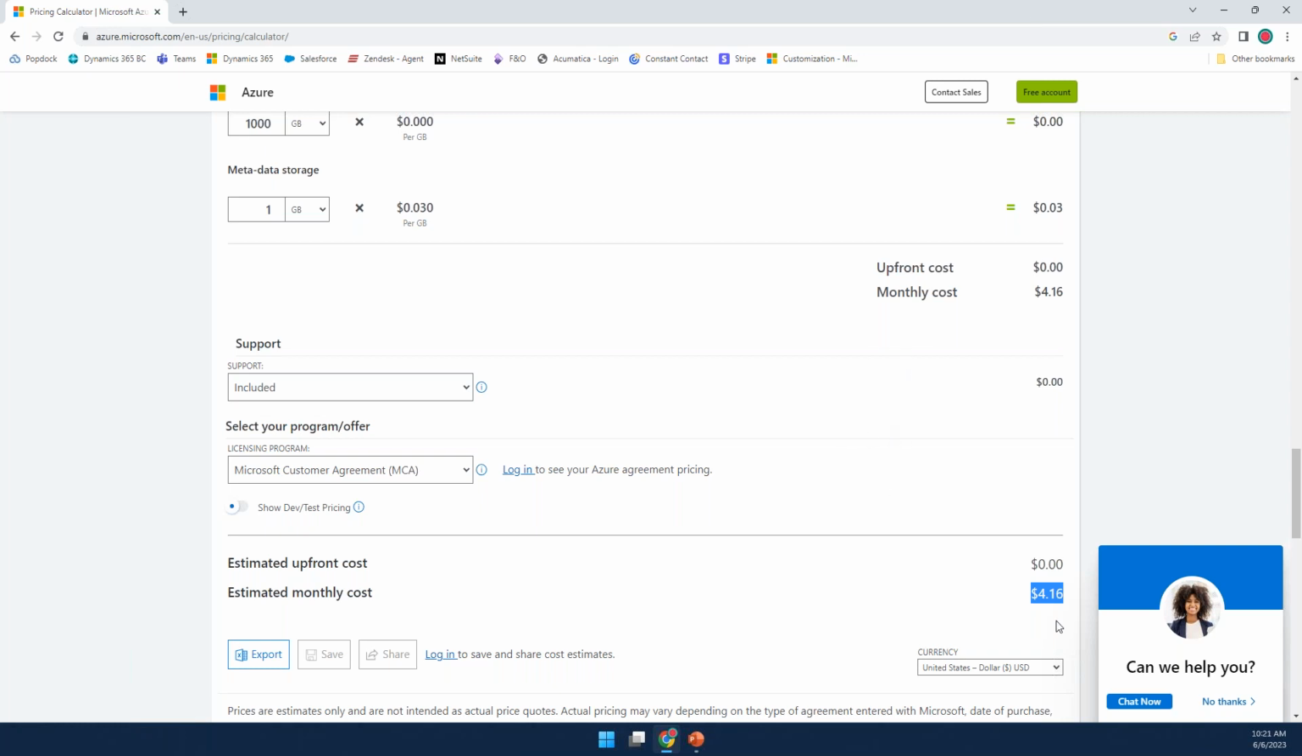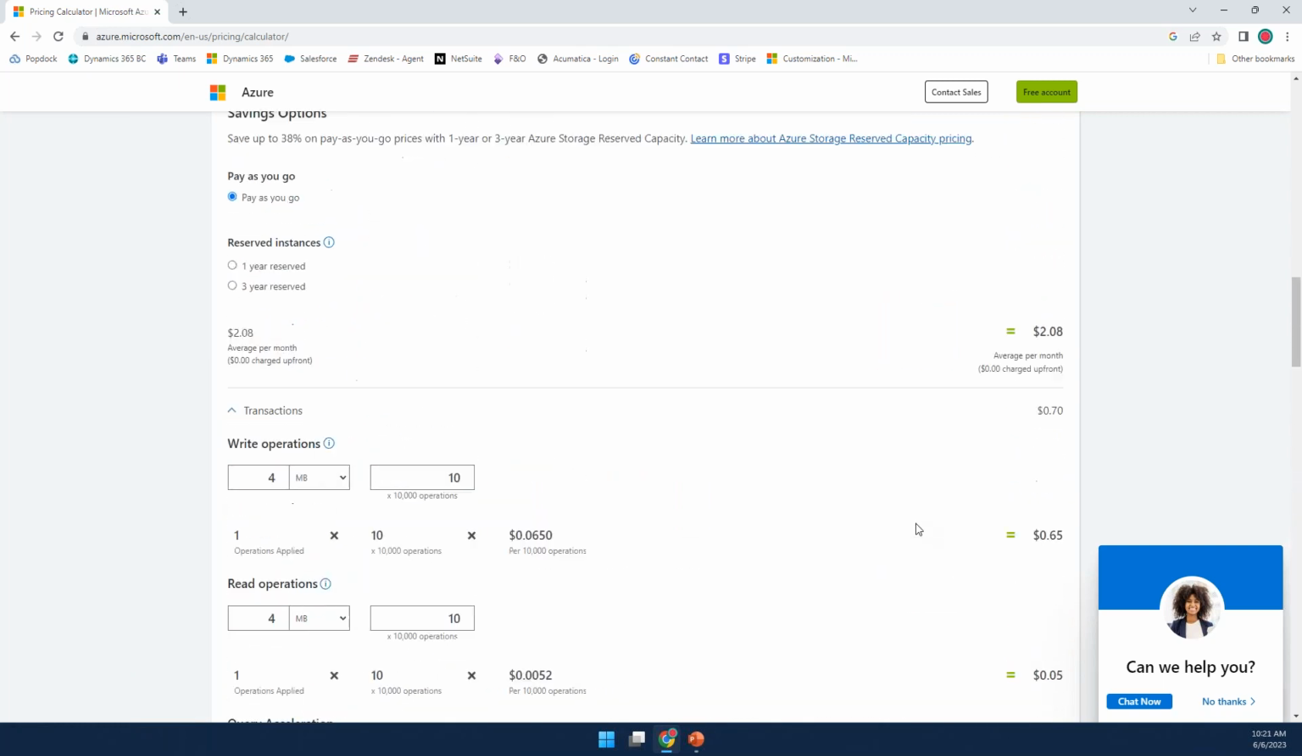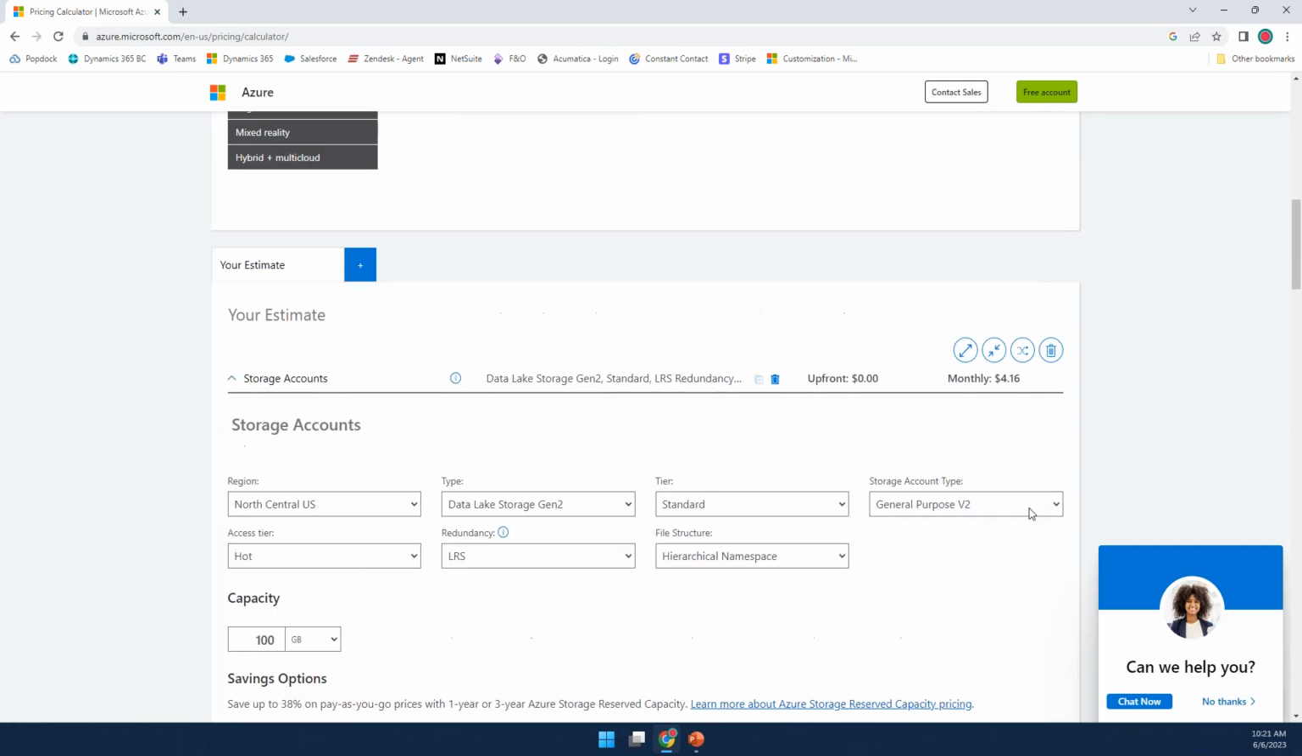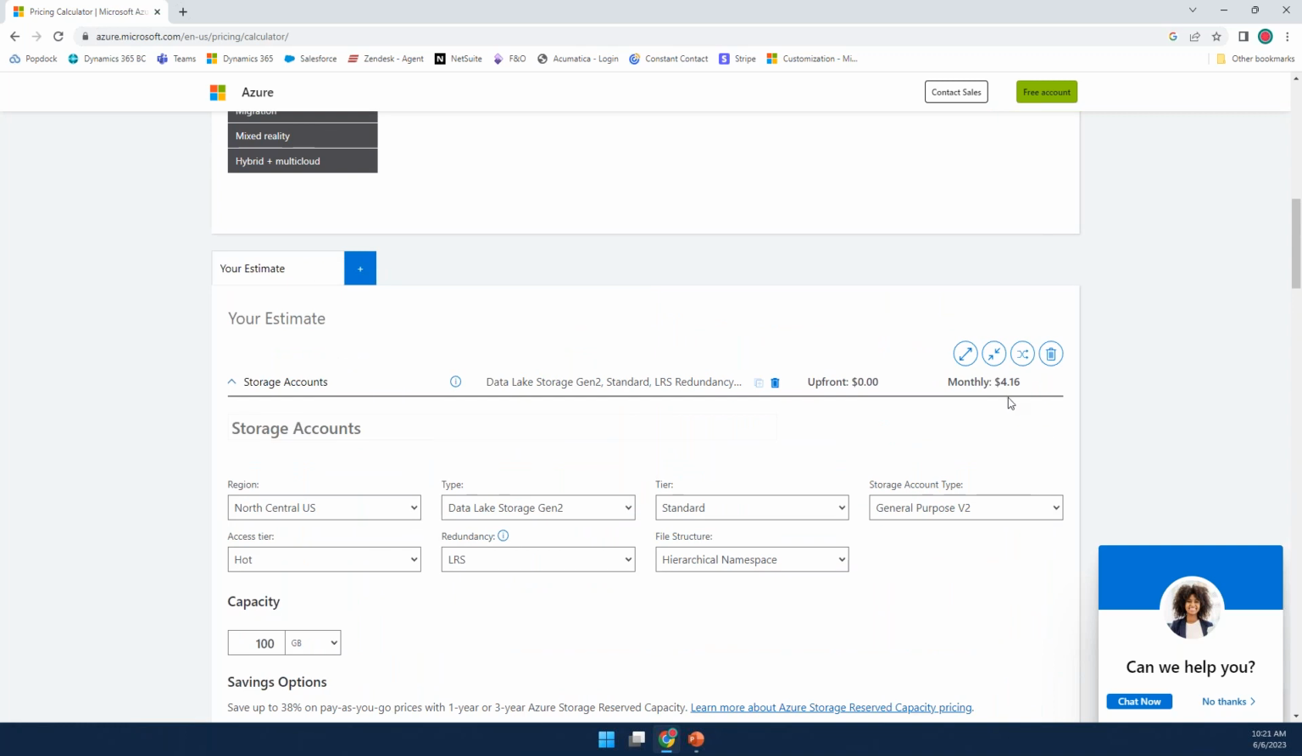But here's my whole point on this. This estimate is saying $4.16 for 100 gigabytes of data. And again, even if you want to put a buffer on there saying it's 10 or even 20, $20 a month, you have basically a great place to store your data and access it in a very reasonable way.